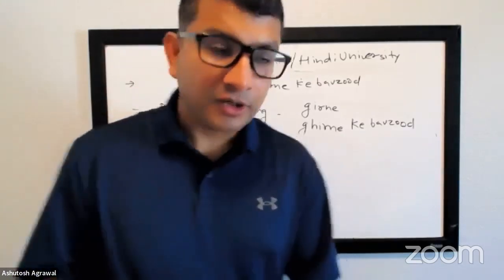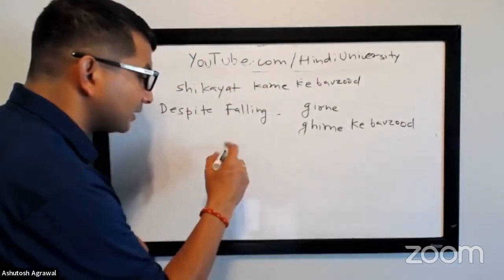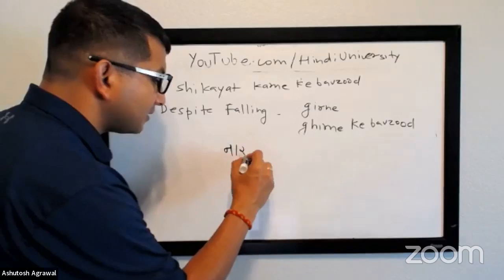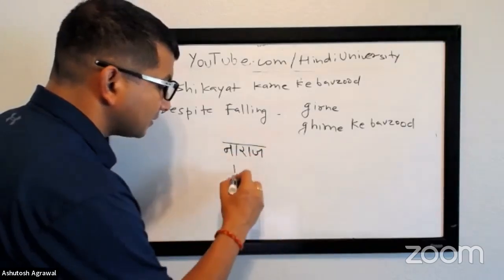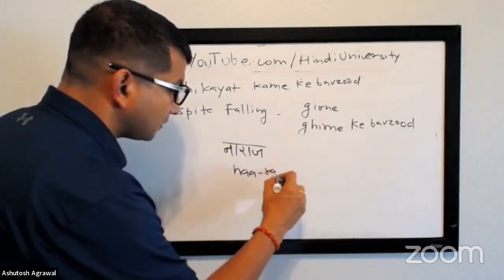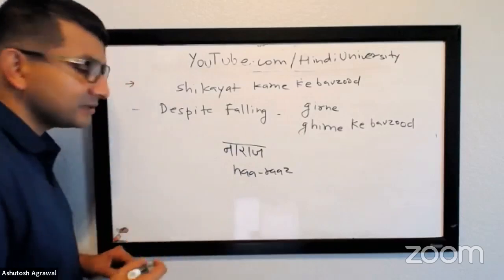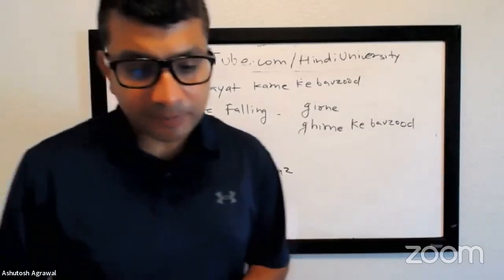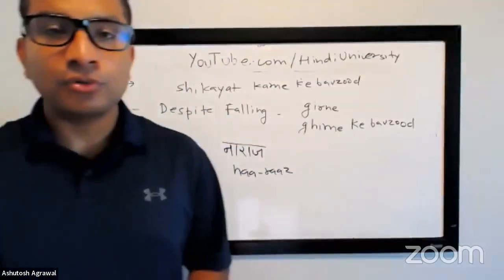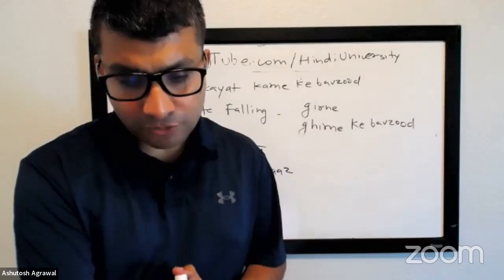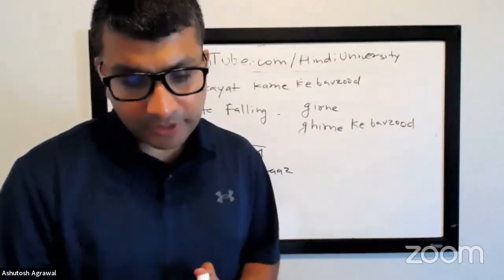So it's a good one, in case you want to write it down. नाराज, okay, नाराज is the word, नाराज होना. Okay, नाराज होने के बावजूद उसने मेरा फोन उठाया. He picked up my phone, or she picked up my phone. Okay, Sharon ji.